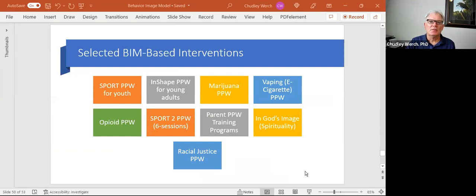And we have many programs that have been developed based on the Behavior Image Model. These are just some of the ones that we're offering right now. There have been quite a few others, and all of these have shown that the Behavior Image Model can link healthy behavior promotion and development with avoiding risk behaviors, whether that be substance use in most cases or other behaviors.